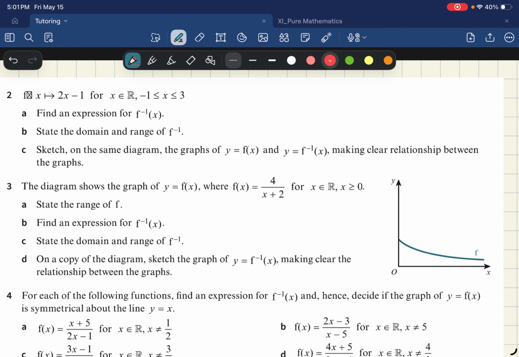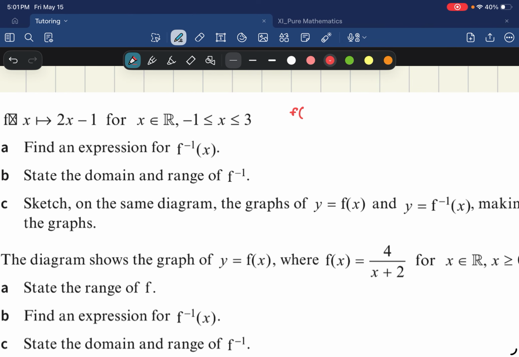We are given the function f takes the input variable x and it maps to 2x minus 1 for this domain. All right, so we need to find an expression for f inverse of x. So y is 2x minus 1, and if you isolate x, you get (y plus 1) by 2. F inverse of x is going to be (x plus 1) by 2. All right.